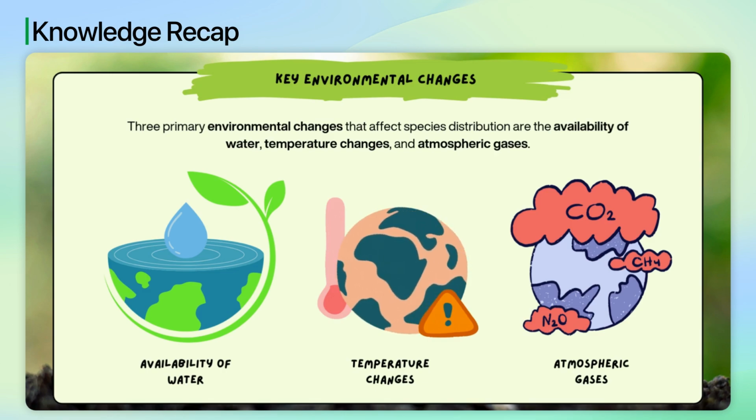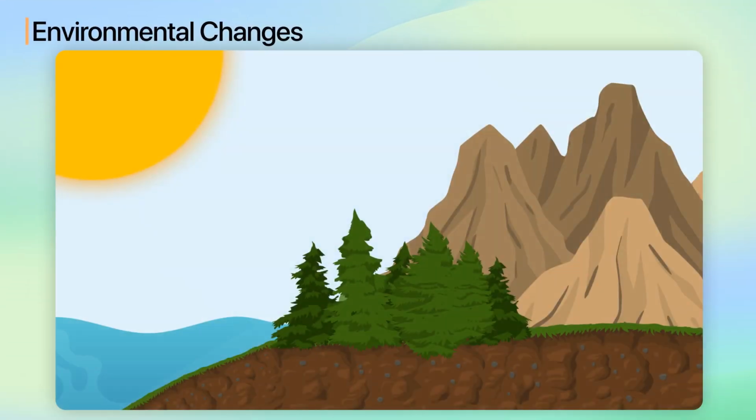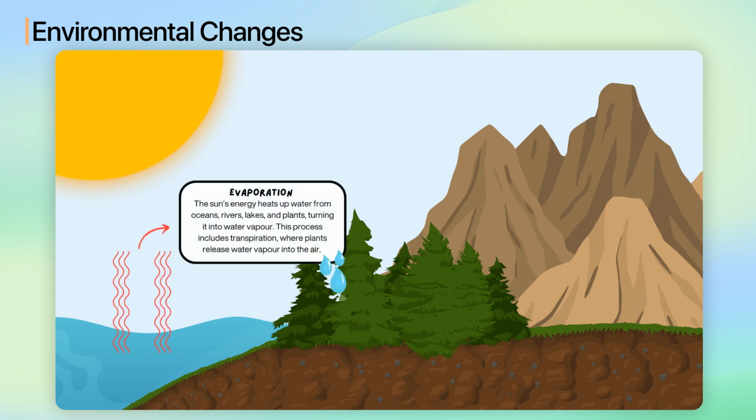Let's get started. Before we dive into desalination, let's quickly recap the water cycle. The cycle involves 4 key stages. 1. Evaporation. The sun's energy heats up water from oceans, rivers, lakes, and plants, turning it into water vapor. This process includes transpiration, where plants release water vapor into the air.